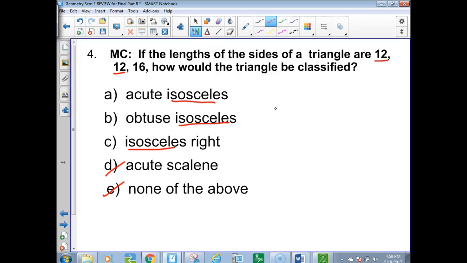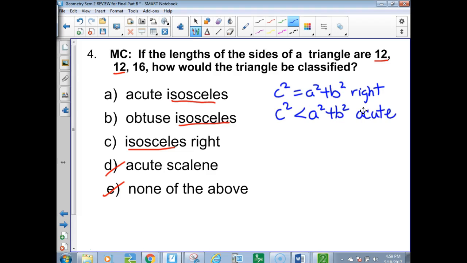We have learned in the past, and this is not on the formula sheet, the Pythagorean theorem that says if C squared equals A squared plus B squared, C being the largest side and A and B being the other two, the smaller two, then it would be a right triangle. We also learned that if C squared was less than A squared plus B squared, then it was an acute triangle. And if C squared was greater than A squared plus B squared, then the triangle must have been obtuse.